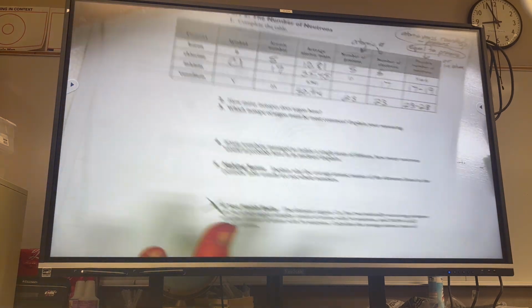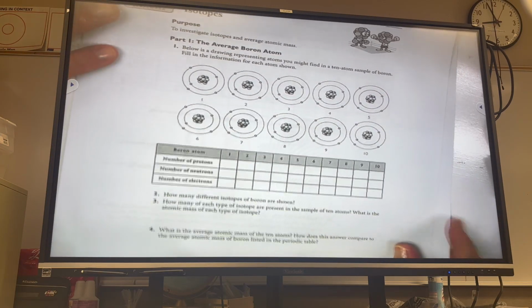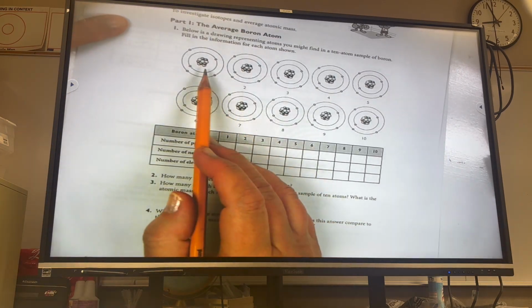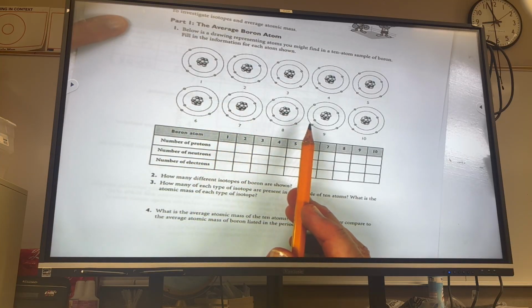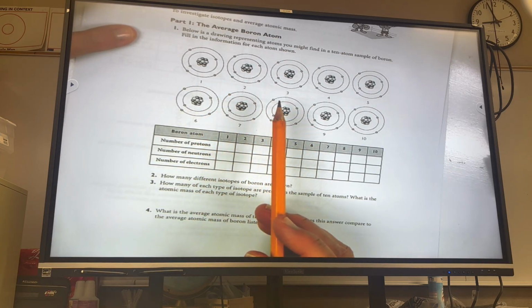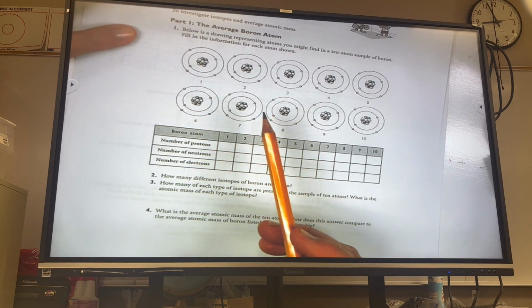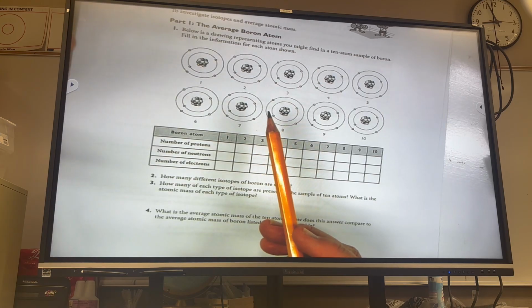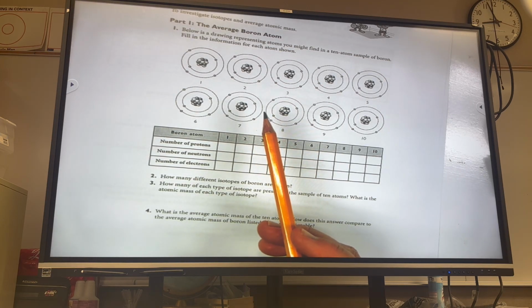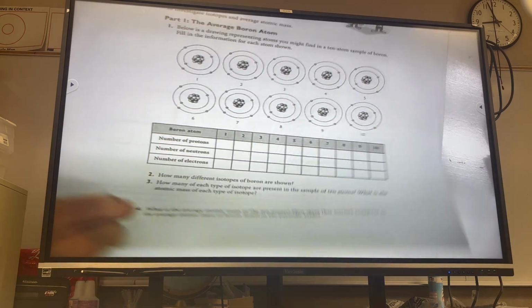And just to remind ourselves, we were looking at these atoms of boron, which all had 5 protons, but some had 5 neutrons, some had 6 neutrons, but because they all had 5 protons, that gave them the identity of boron. So remember, protons give the atom its identity.